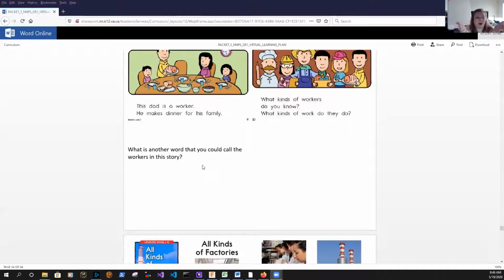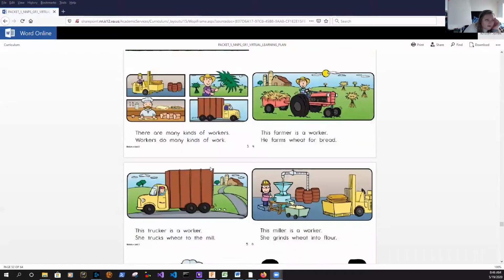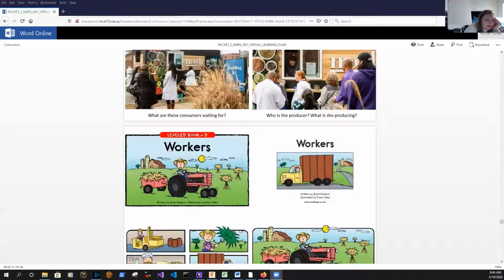All of the people are offering something. They're offering a service. So think about whether that's a producer or a consumer. After you've read the book Workers and you've answered that last question, it says, share if you think workers are producers, consumers, or both, and explain your reason.